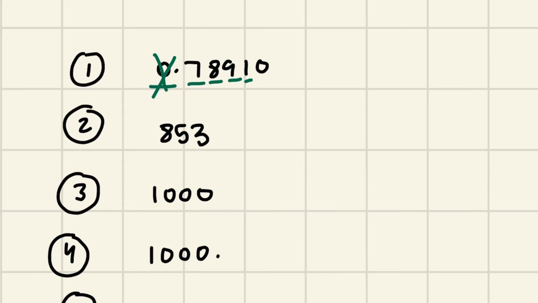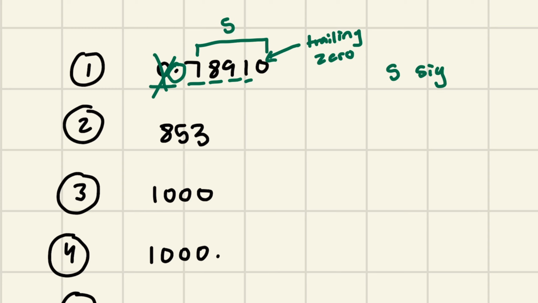1, a non-zero digit. Now, this is a trailing zero. However, we will count this trailing zero because of this decimal point present in our number. Therefore, after taking all these into account, we have 1, 2, 3, 4, 5 significant figures. And you could just say sig figs to abbreviate. Let's do the next one.